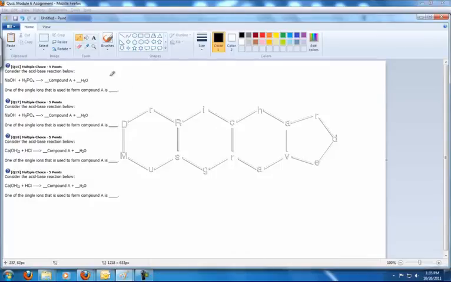Alright, these are acid-base problems. The way I've got these set up is I've kind of got them into groups. Let's get it.